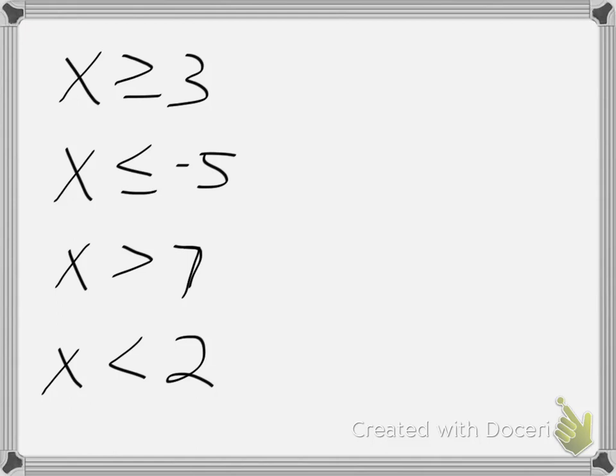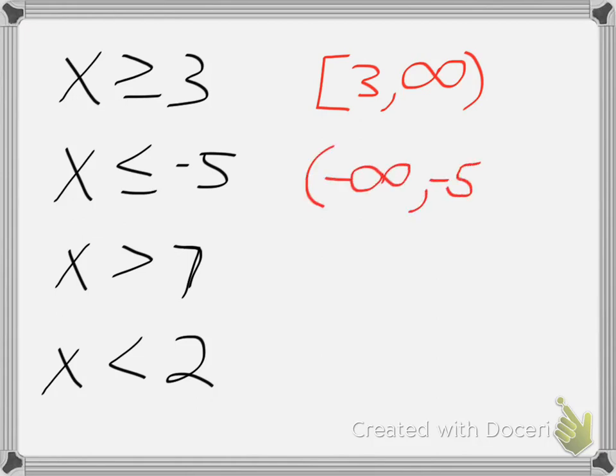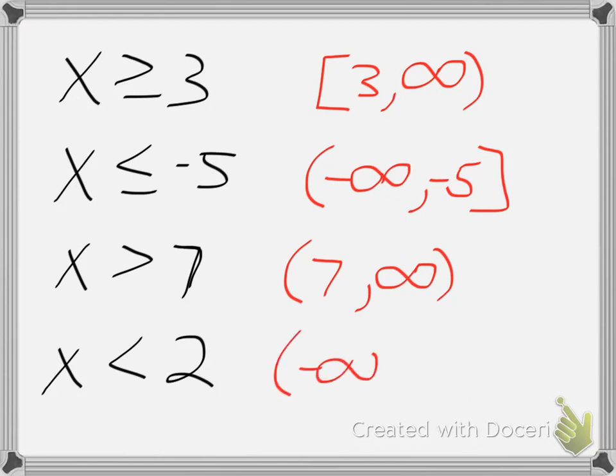When x is greater than or equal to 3, 3 is going to be my lowest. Positive infinity is my highest. x is less than or equal to -5. Negative infinity is my lowest. -5 is my highest. x is greater than 7. 7 is my lowest. Infinity is the highest. x is less than 2. Negative infinity is the lowest. 2 is our highest value.